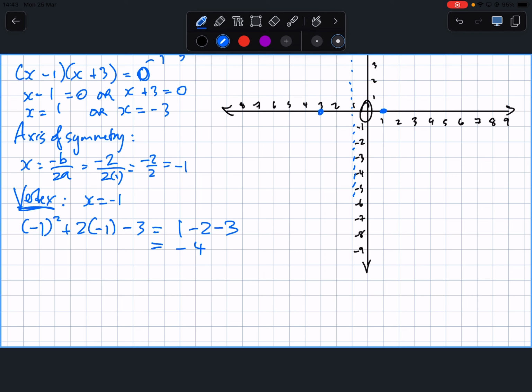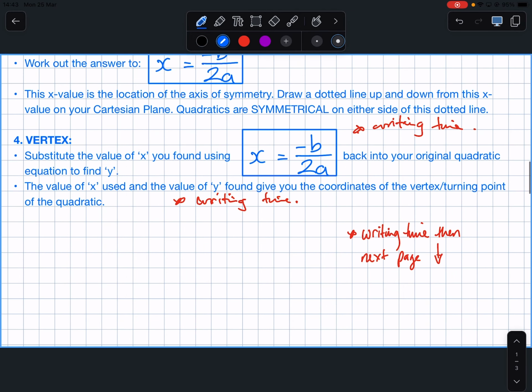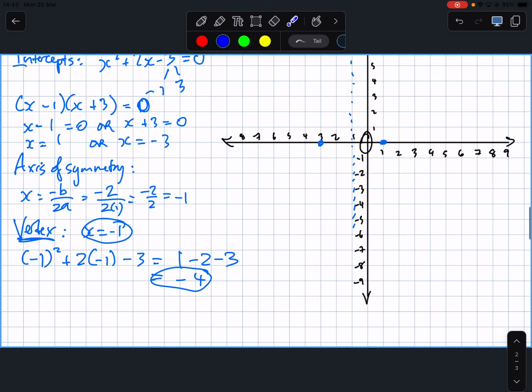So what do I have here? I have x is equal to -1. Y is equal to -4. That's the coordinates of my vertex or turning point. So someone guide me, please. Where am I going to put the dot for the vertex if my x is -1? I'm starting at the origin. Where do I go? Left 1. And how far do I go, up or down? Down 4. Down 4. Excellent.